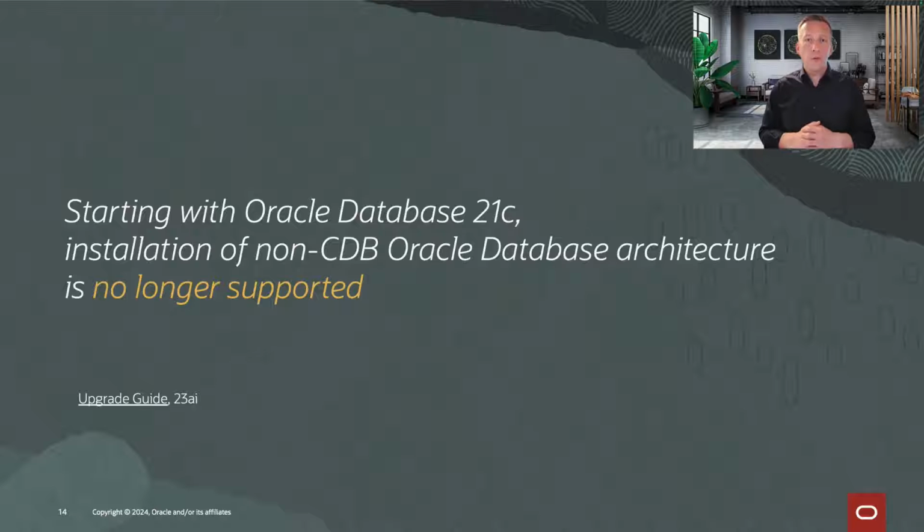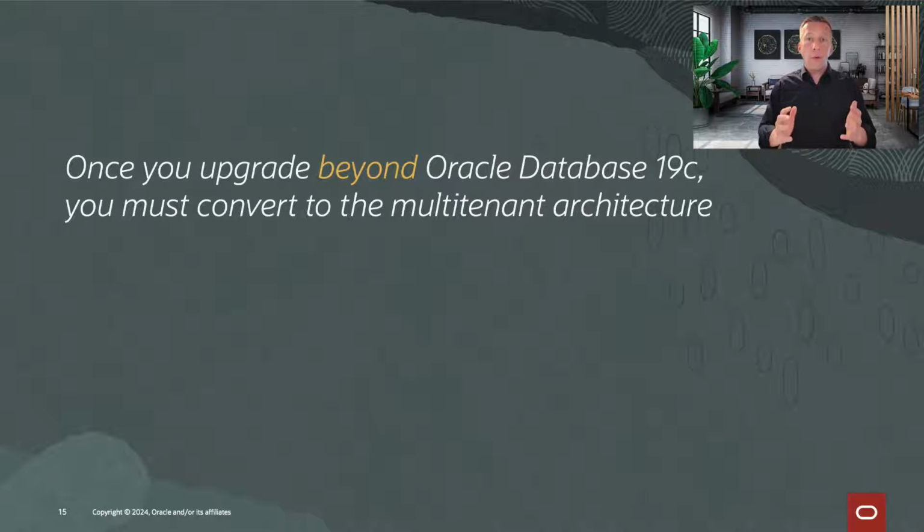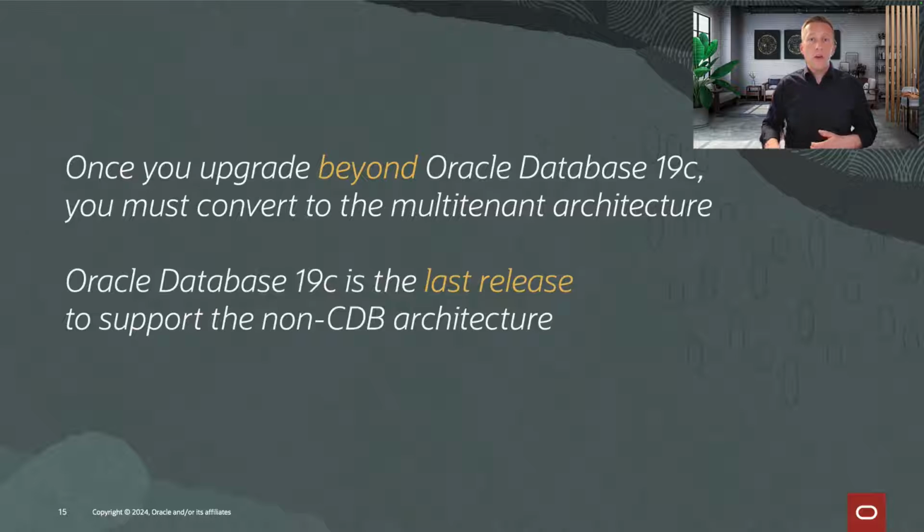We know that it can do the job. So as of Oracle Database 21c, the multi-tenant architecture is the only supported architecture. Once you upgrade beyond 19c, if you have a non-CDB database, you must also convert it into a pluggable database. Your non-CDBs will not work beyond 19c. So if you have an application or a database which you cannot move to multi-tenant for whatever reason, you need to stay on Oracle Database 19c. It is the terminal release to support the non-CDB architecture.